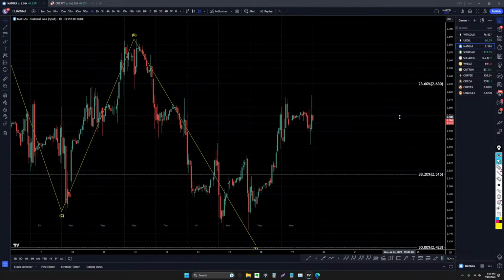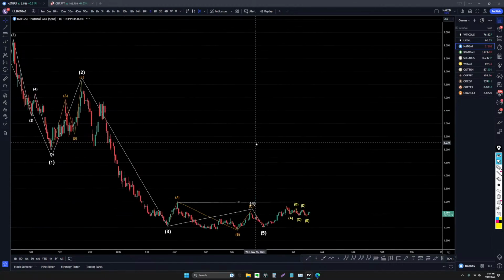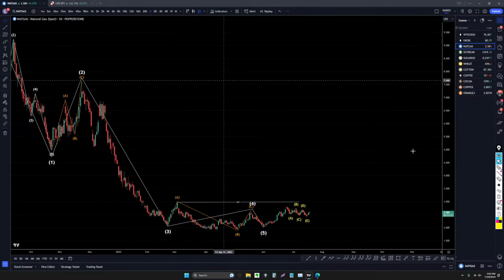Natural gas. Oh, yeah. I still think that natural gas is going to go up and make a new high.